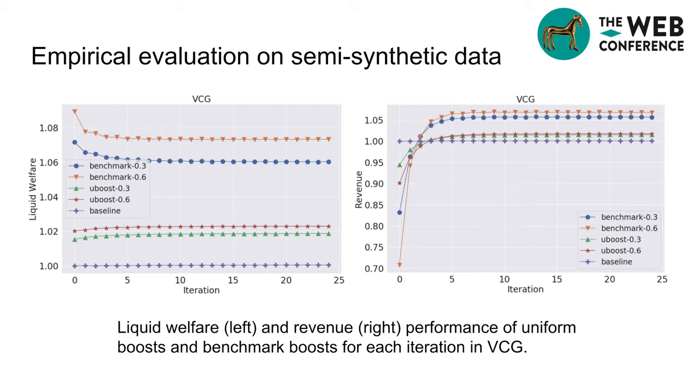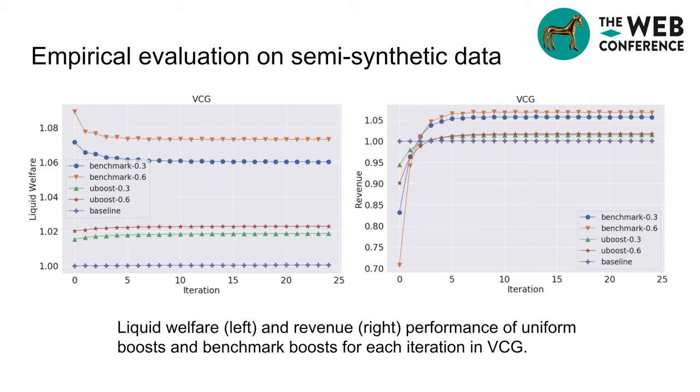As a justification of our theoretical results, we conduct empirical evaluation on semi-synthetic data. In these two plots, we present the liquid welfare and revenue trend over iterations of the auto bidding algorithms in VCG auctions with different types of boosts. So we have uniform boosts with different weights, and benchmark boosts of different weights. Here, uniform boost is a special case of the value competitive boost, and benchmark boost is a special case of the benchmark competitive boost. We can see from the plot that on the liquid welfare side, from the beginning, the welfare gets improved by the boost. And then over time, as the auto bidders adjust their bids to converge, the impact may gradually either increase or decrease to a stable point.